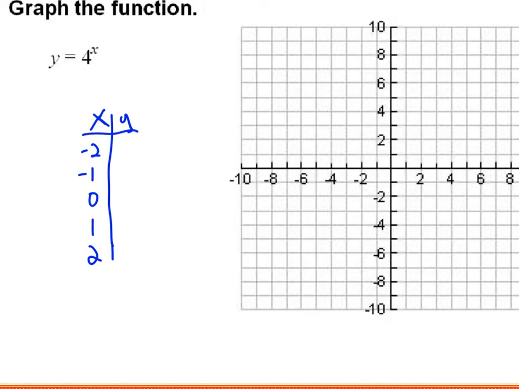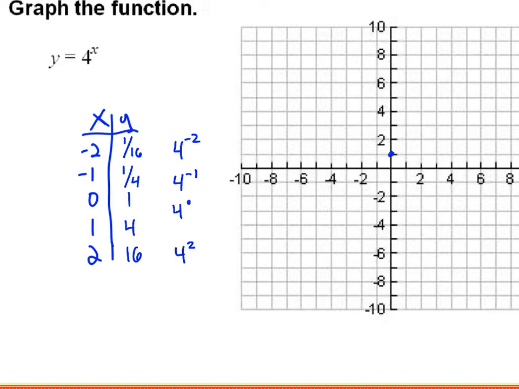So if you don't remember those rules, you can still use a table. So plugging in x, 4 to the power of all of these things. 4 to the power of 0. I always start with 0. 4 to the power of 0 is 1. Anything to the power of 0 is 1. 4 to the power of 1 is 4. 4 to the power of 2 is 16. Right? 4 squared. 4 to the power of negative 1 is 1/4. 4 to the power of negative 2 is 1 over 16.